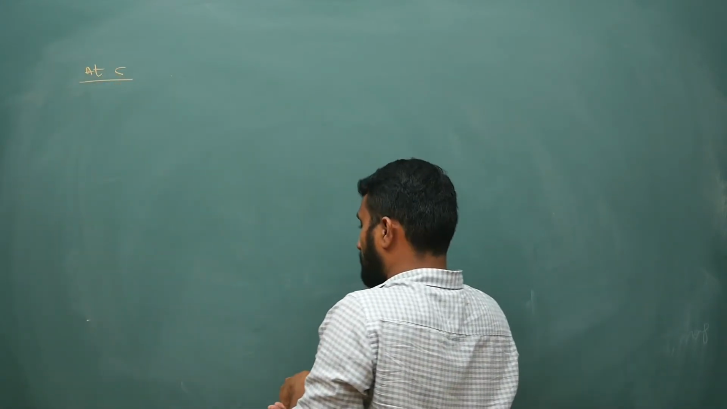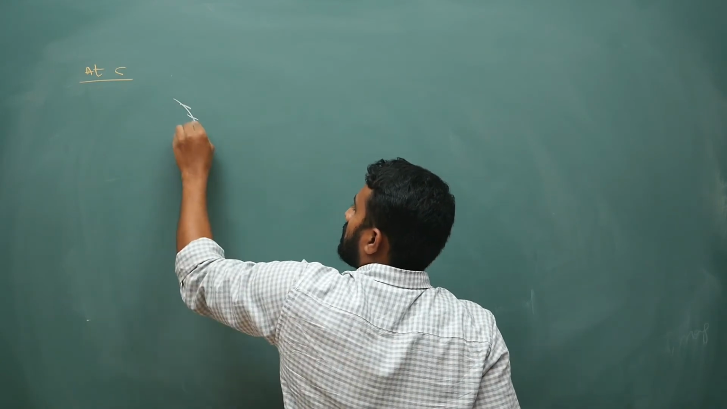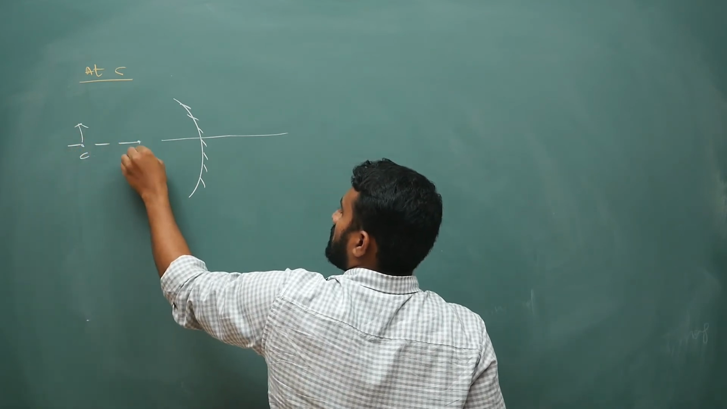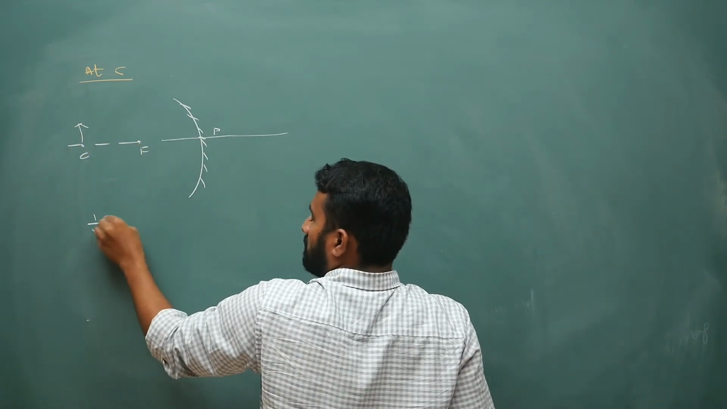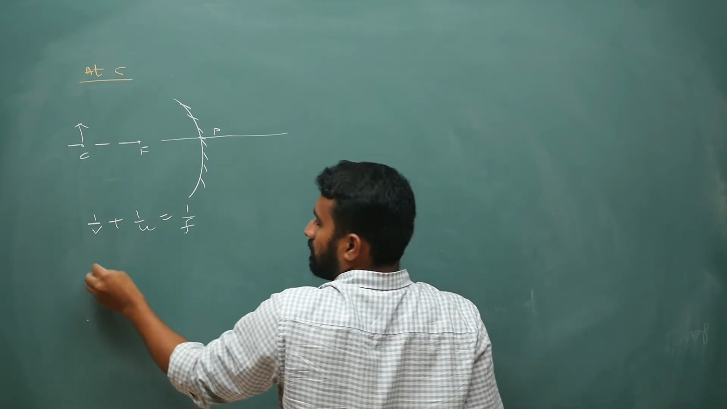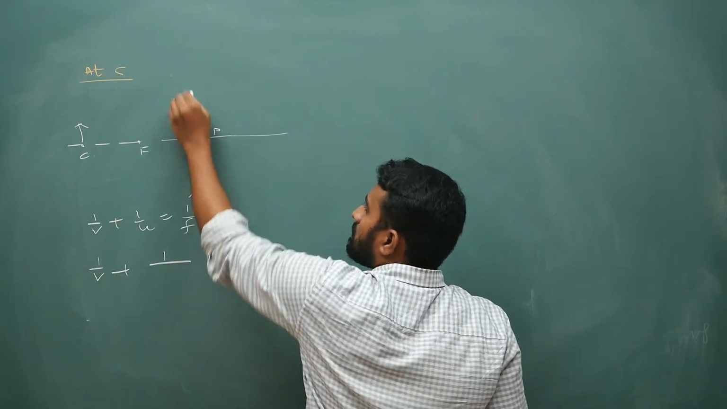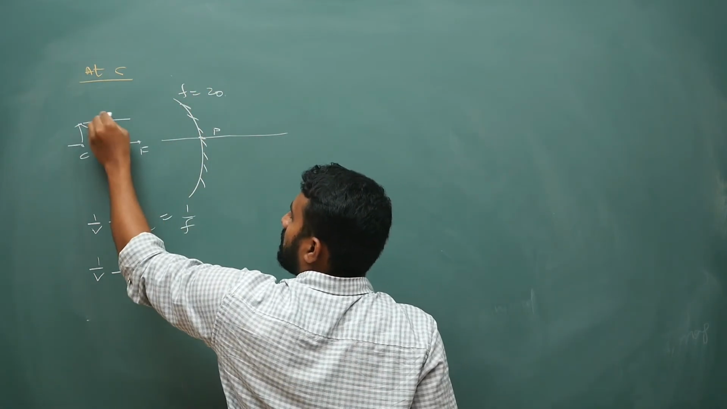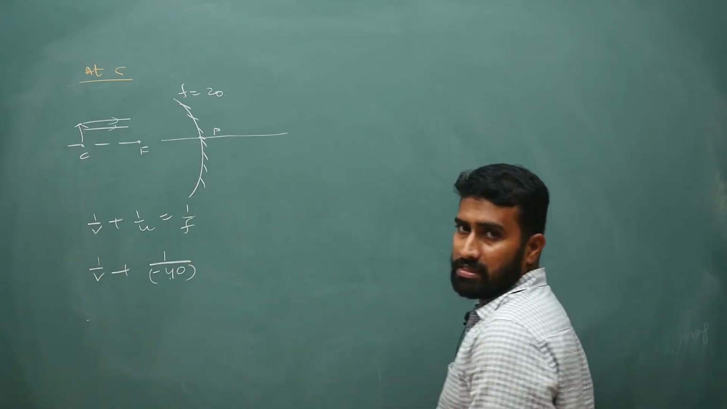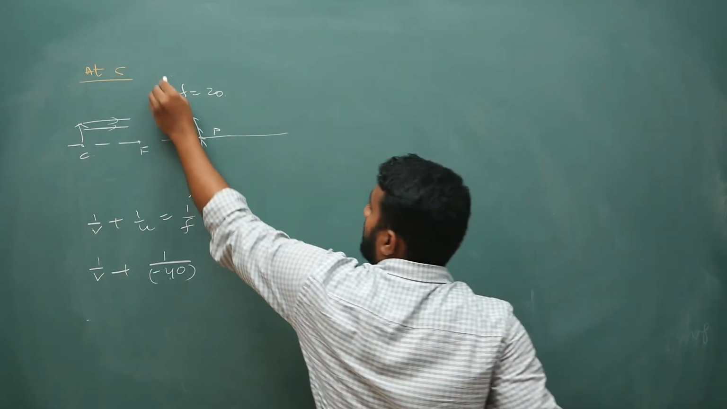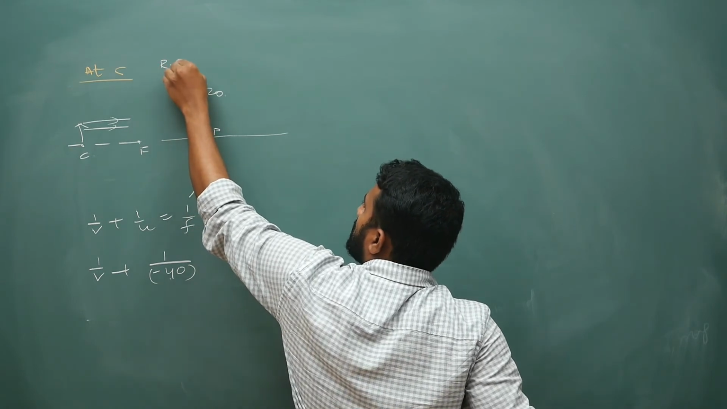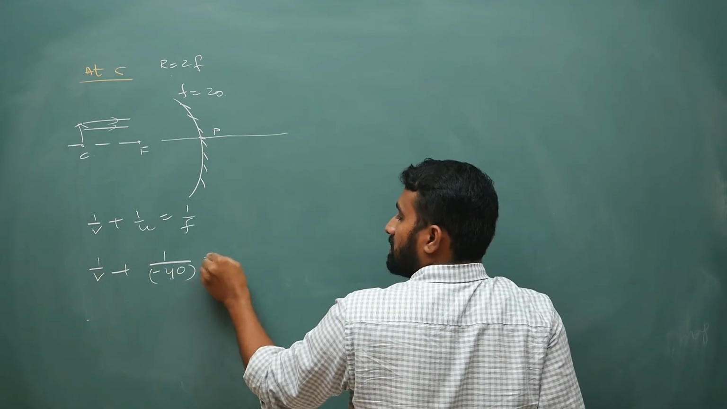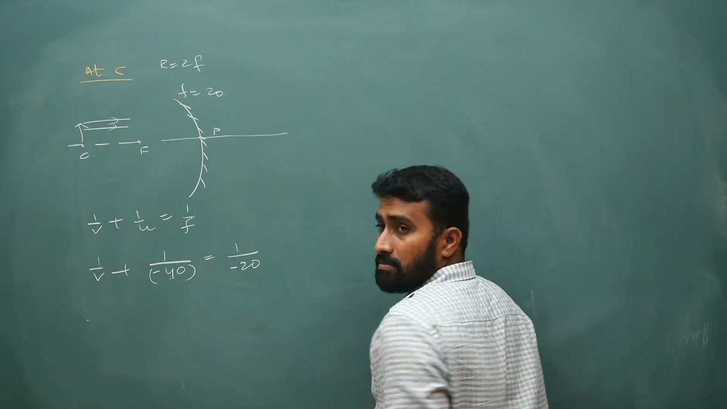So at C, your object is here, this is C, this is F, this is P. 1 by V plus 1 by U is equal to 1 by F. F is given as 20, so obviously U is minus 40. Rays are coming like this. R is equal to 2F, I have told you very clearly. So R is 2F, the radius of curvature. So from the center to this point it will be 40. That is why it is minus 40. That is equal to 1 by F, which is minus 20.